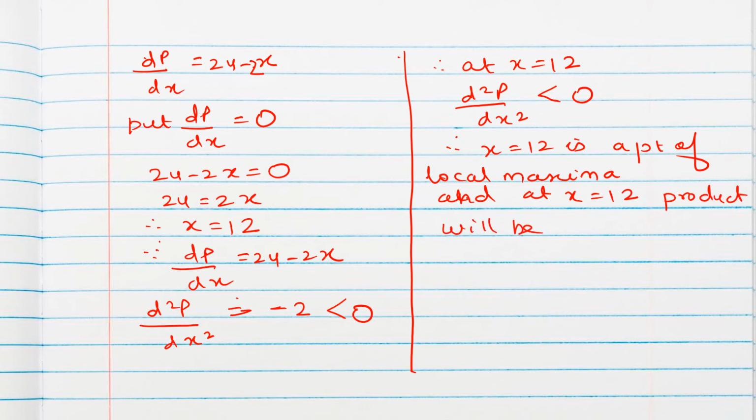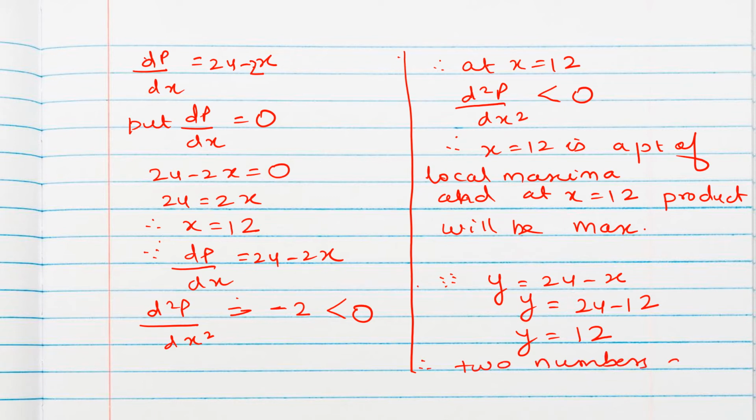will be maximum. So if x is 12, therefore y will be what? Since y is 24 minus x, we get 24 minus 12, that is 12. Therefore the two numbers are 12 and 12.